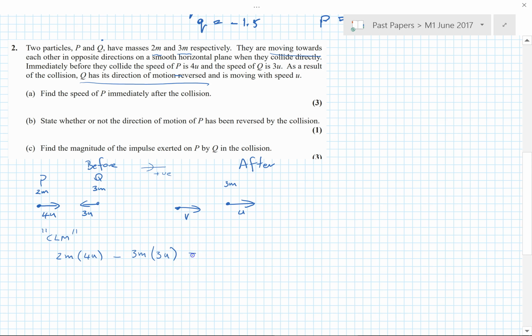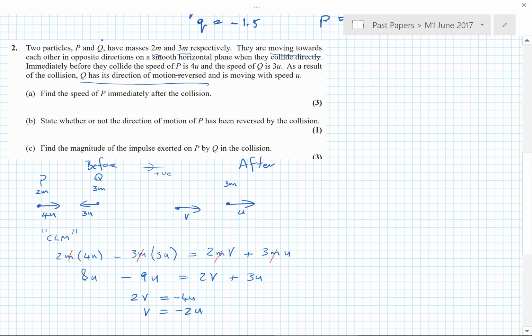is equal to, now this has come out, this is positive as it is set up at the moment, so it's 2mv plus 3mu. Obviously u cancels, so we get 8u minus 9u is equal to 2v plus 3u. So that gives us 2v is equal to minus 4u. So v is equal to minus 2u.